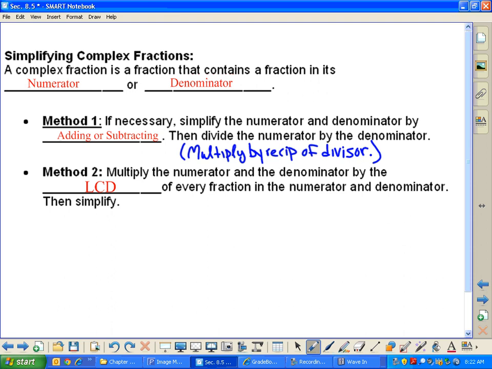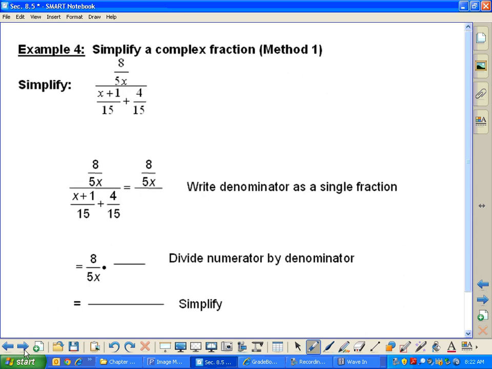But essentially method two is this. You're going to multiply the numerator and denominator by the least common denominators of all of the fractions in the problem. And then you simplify what's left over. So with that, we're going to go through both of these methods.